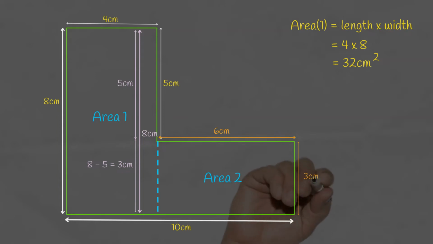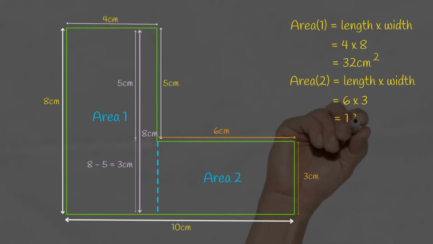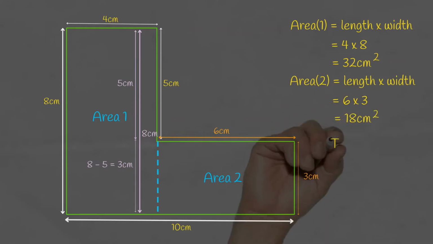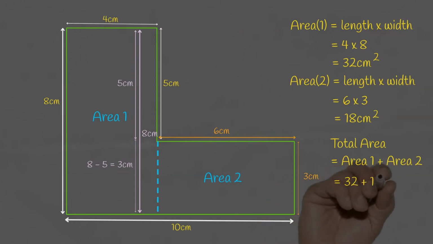So the width is 3 centimetres, which means we can now work out Area 2, which is 6 times 3, so it's 18 centimetres squared. Now to work out the total area, we need to add Area 1 and Area 2 together. So the total area is 32 plus 18, which is 50 centimetres squared.